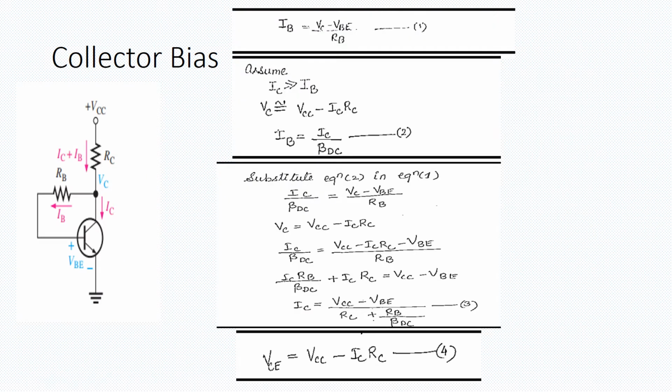Collector bias. We have to find out the various parameters like base current, collector current, then the biasing voltage VCE. That completes your analysis for collector bias. So apply a KVL in the input loop. So VCC minus VC minus VBE upon RB will define your base current.